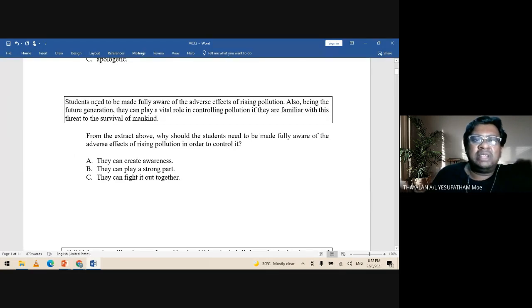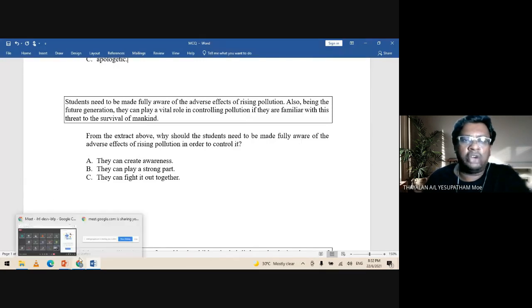Students need to be made fully aware of the adverse effects of rising pollution. Also, being the future generation, they can play a vital role in controlling pollution if they are familiar with this threat to the survival of mankind.